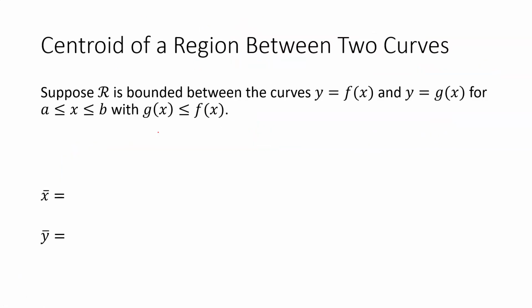Next, let's suppose we have a region that's bounded between two curves. So we have one curve f of x above and another curve g of x below. So our region R is between them, here going from a to b. So we can adjust our centroid formula for x bar and y bar just a little bit here to get the formula for this region bounded between two curves. So we'll still have 1 over A, which is the area of that region.